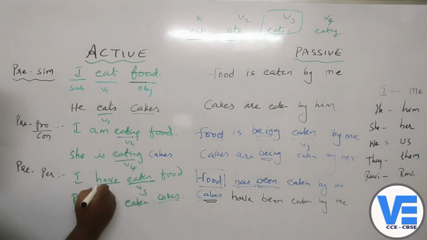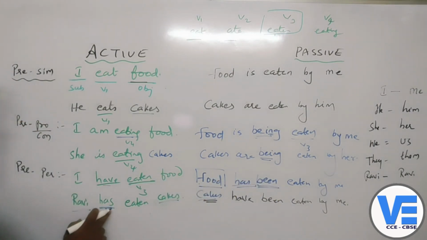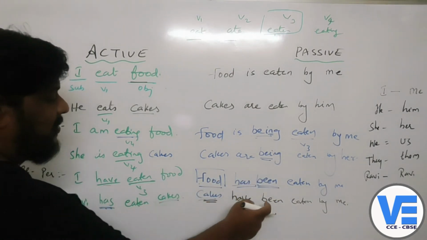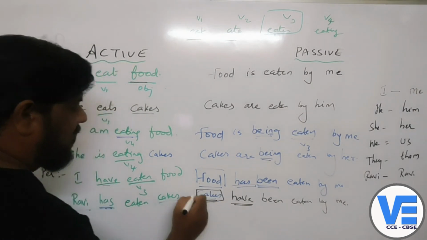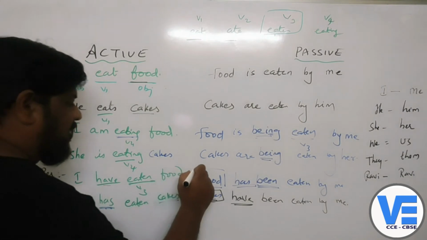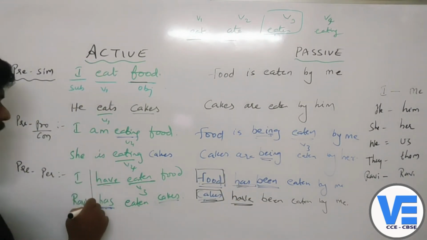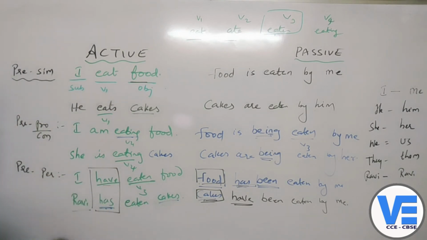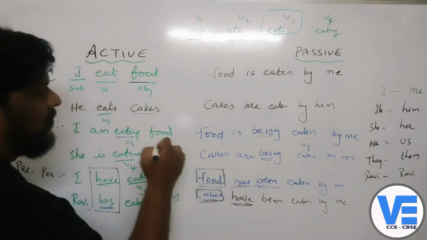So I have eaten food. Food has been eaten by me. Ravi has eaten cakes. Cakes have been eaten by me. Why have I written have here? Because this subject is plural. Whereas this subject is singular, I have used has here. It doesn't matter what helping verbs or auxiliary verbs you have here. It doesn't matter, but the subject is what matters. According to the subject, has and have will change.